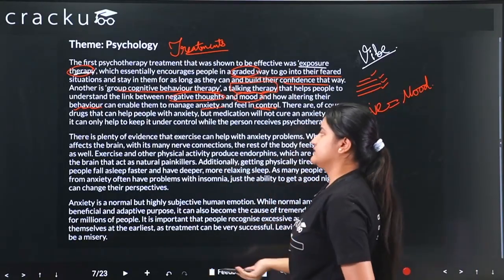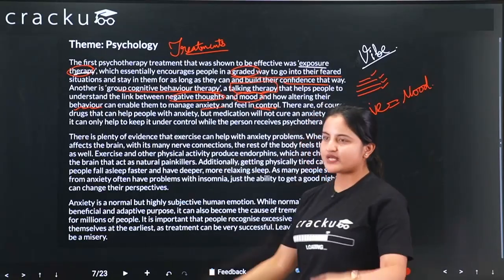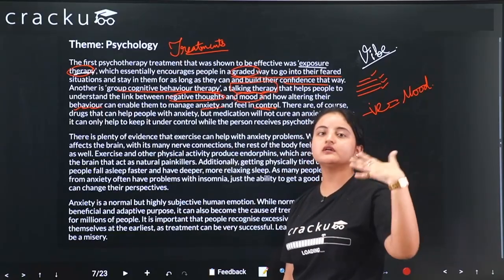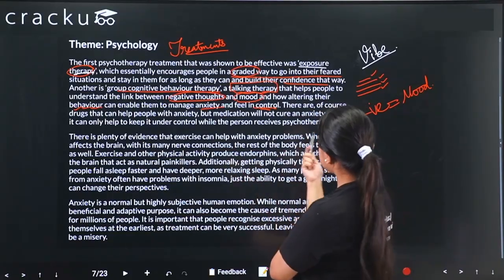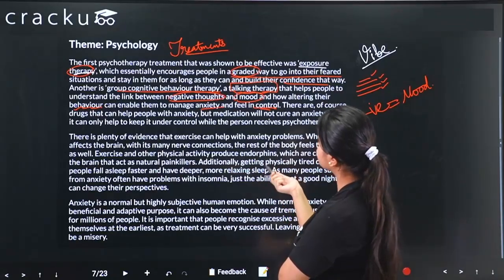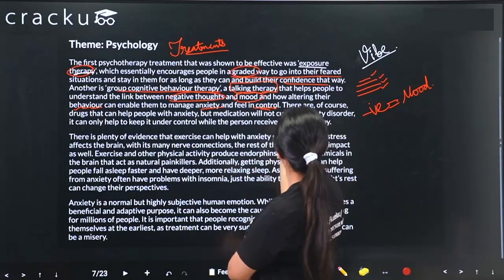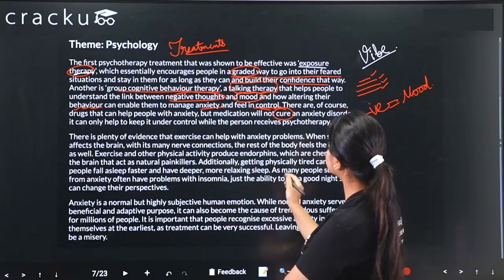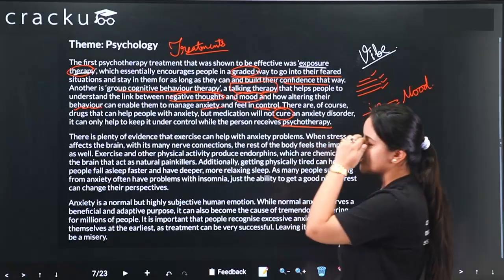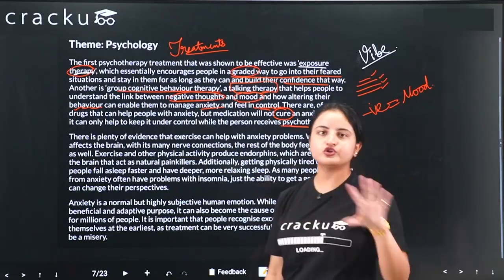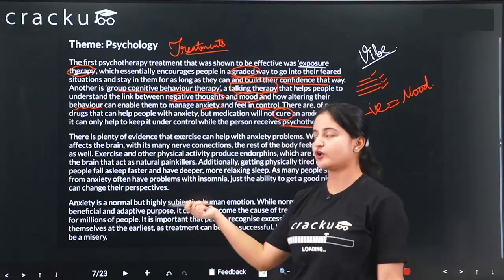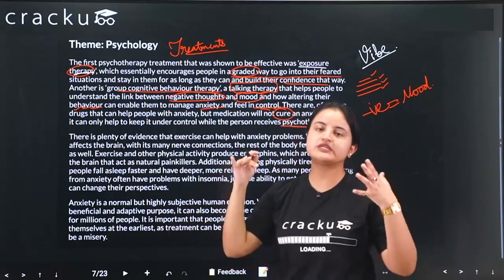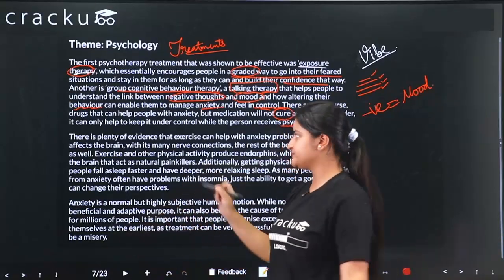There are, of course, drugs that can help people with anxiety. So sometimes, when you understand the vibe of the passage, in your mind only try to read with the tone of it. So there are, of course, drugs that can help people with anxiety, but medication will not cure an anxiety disorder. It can only help to keep it under control while the person receives psychotherapy. So no drug is going to cure the disorder. The disorder would be cured by psychotherapy, but what drugs can do is to keep the disorder under control.